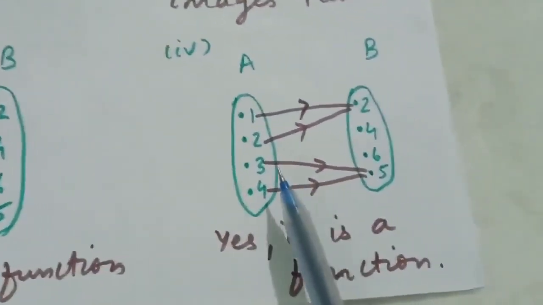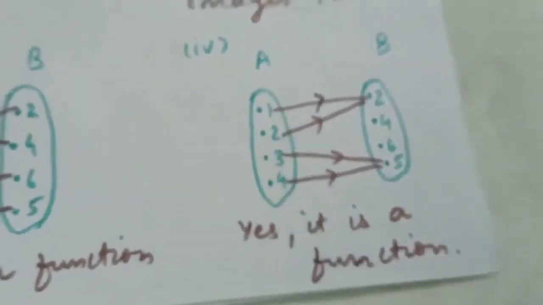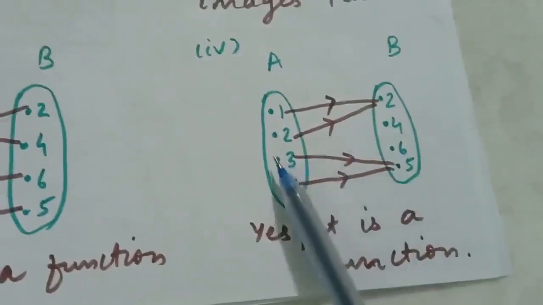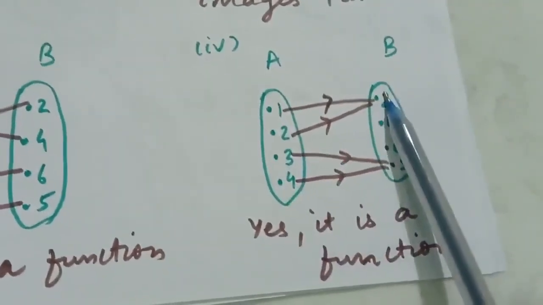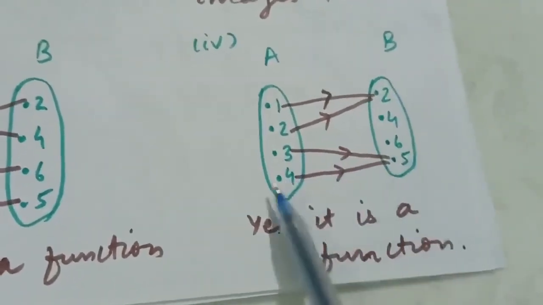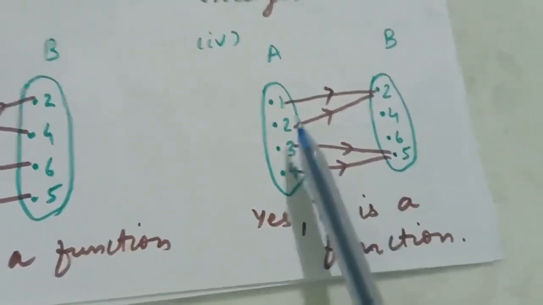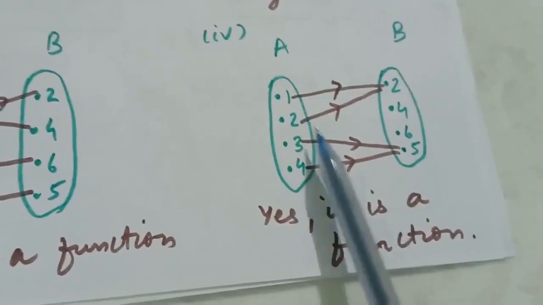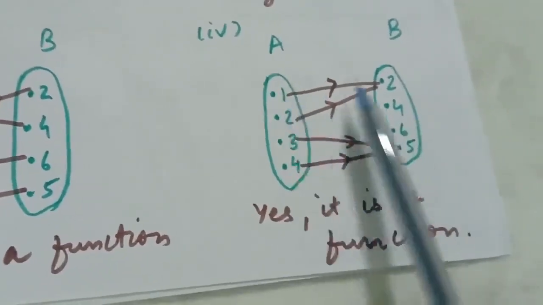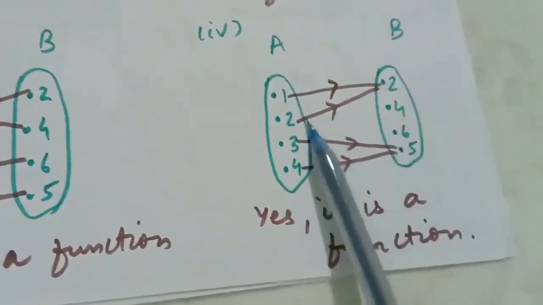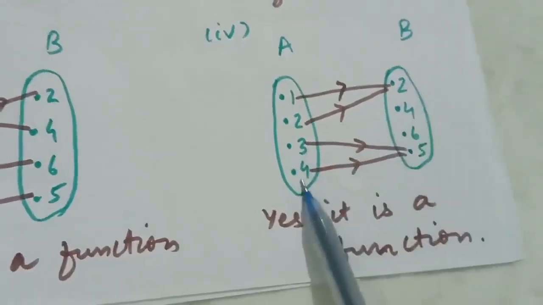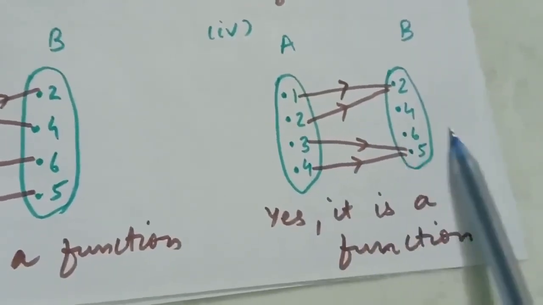Now next is this set, where 1 is mapped with 2, 2 is mapped with 2, 3 is mapped with 5, 4 is mapped with 5. So this is also a function. Why? Because each element of A has a unique image. 1 has only one image, 2 has only one image, and 3 and 4 also have only one image, 5.